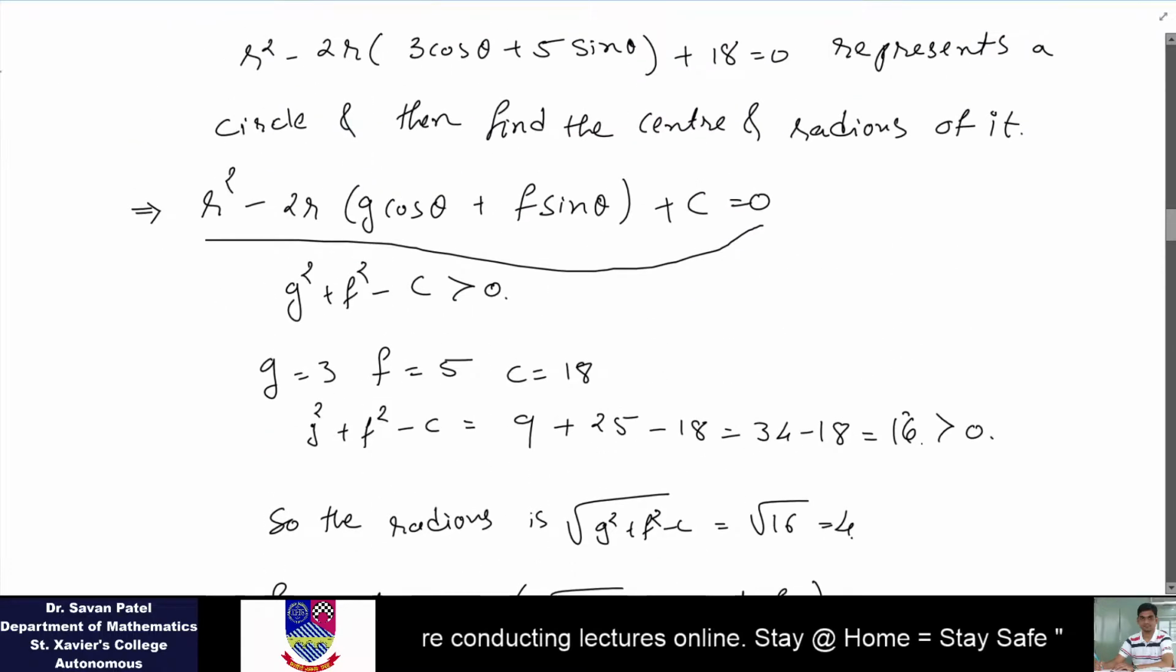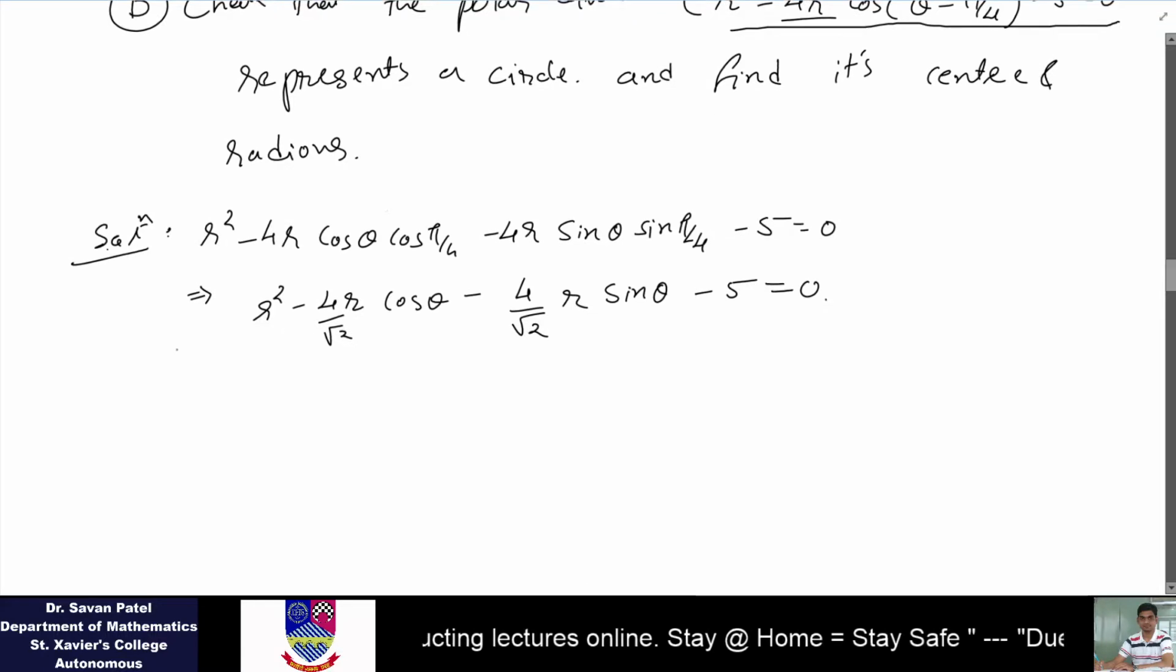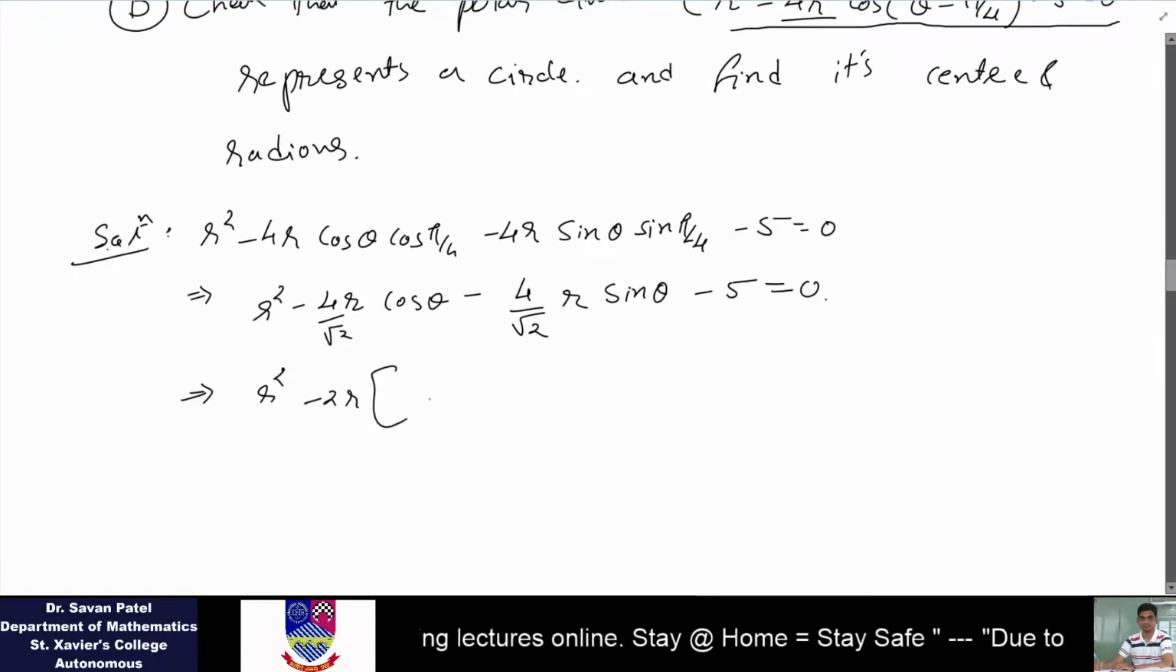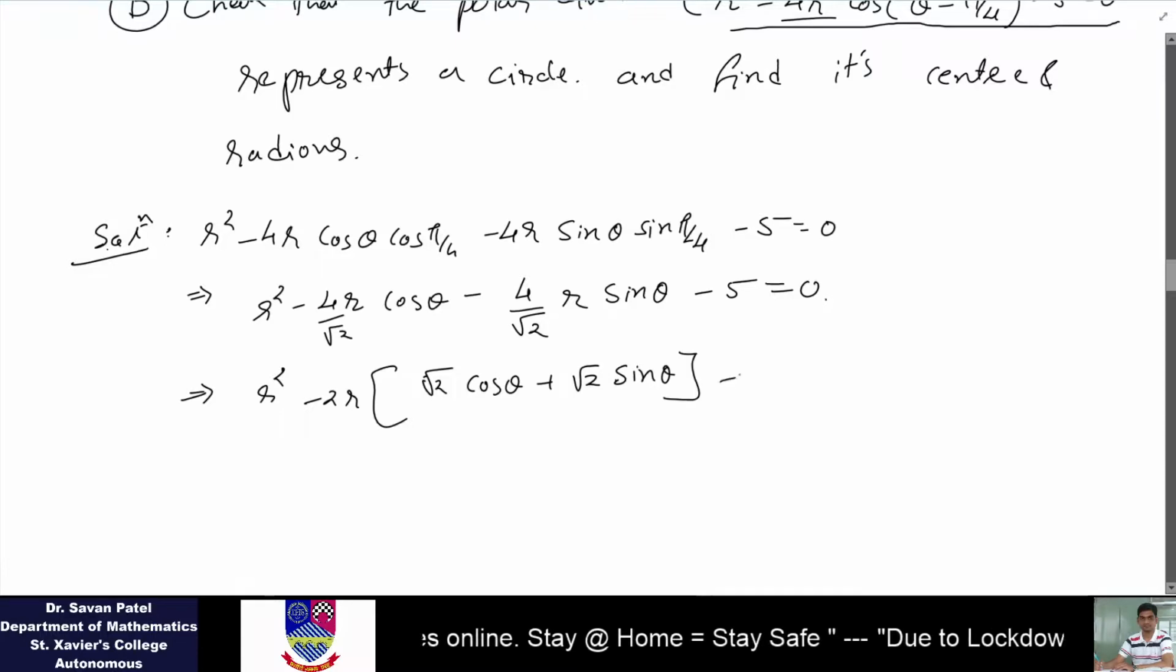So first of all, we have to take 2 common. So now we can relate our equation to the same thing. Let me write this in that form itself. Minus 2r in bracket, 2 by root 2, so let me write root 2 cos theta. Here it is again root 2 sin theta, minus 5 is equal to 0.